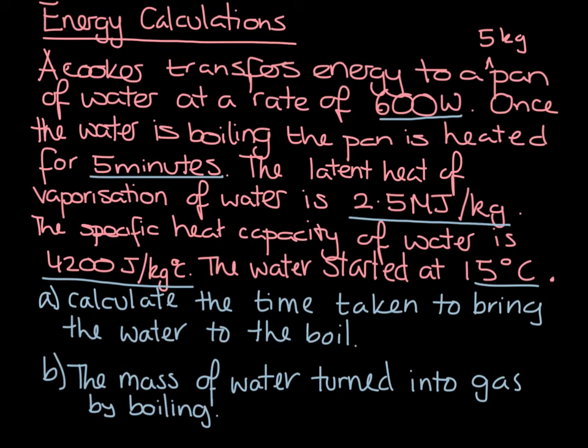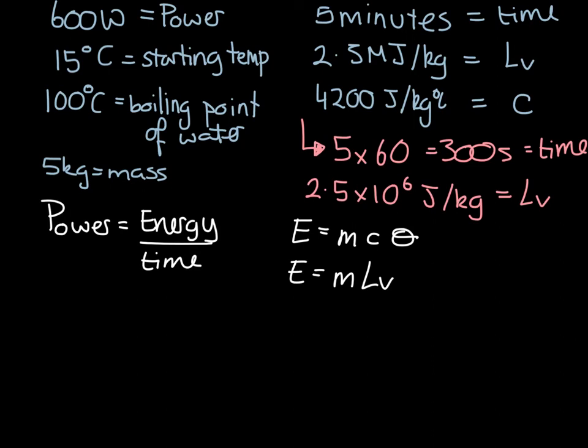So first of all, bug your question. Here you can see what I think are the important things that need bugging. And then write out your knowns, so they're all in one place, and your equations so that we know what we're working with. So here you can see I've got power, starting temperature. I've inferred, because they told me it was water, what the boiling point was. I've got 5 kilograms is my mass. I've got my time, 5 minutes, my latent heat of vaporization, and my specific heat capacity.